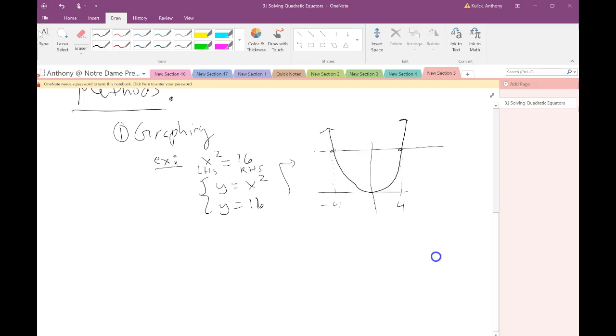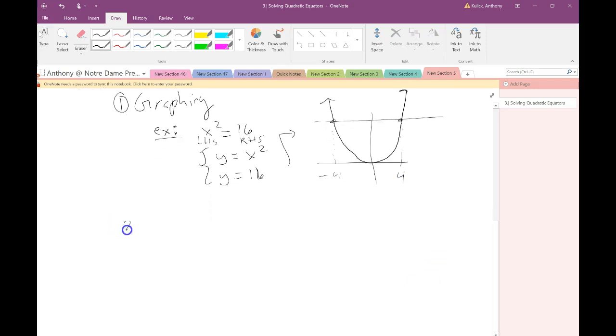Now, again, graphing, perfectly reasonable method. Not terribly practical because it's rather time-consuming and requires maybe some estimation. And if these aren't exact values, then that all goes out the window. An algebraic method that we can use is factoring.